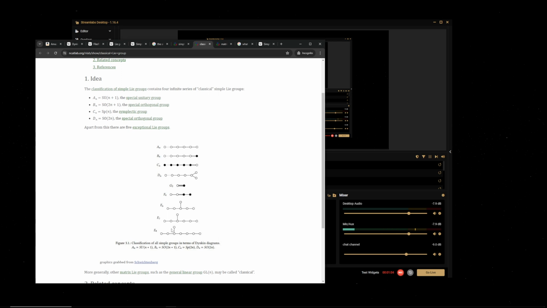And actually, there are these unification theories in physics based on E8, that maybe everything in the universe is explained by E8. But these other ones are also very important. F4, G2, E6 are interesting in physics, as well as all the classical Lie groups.